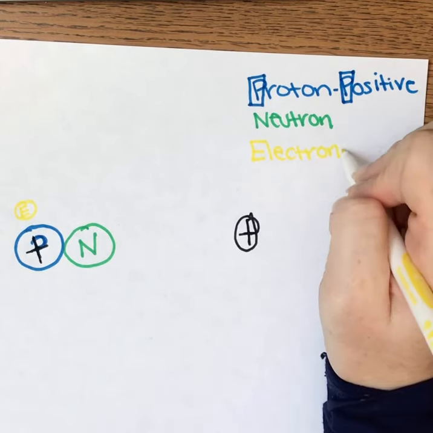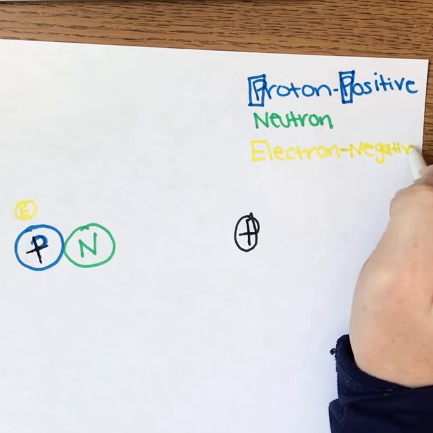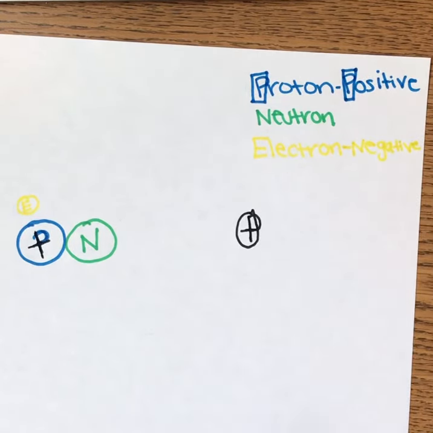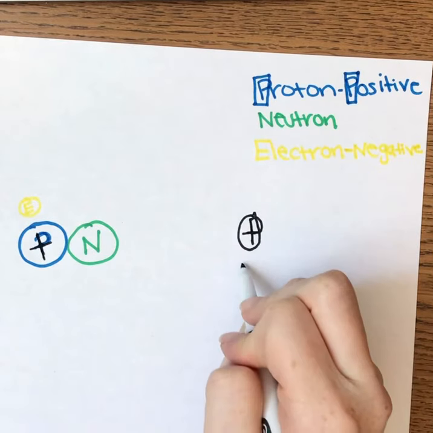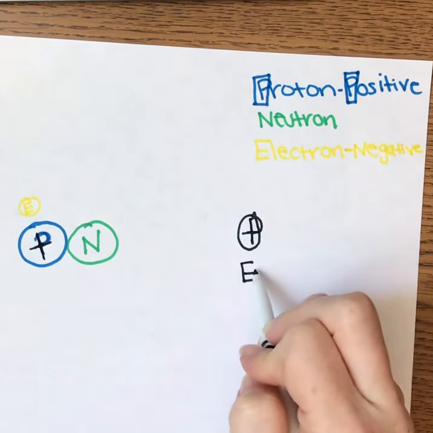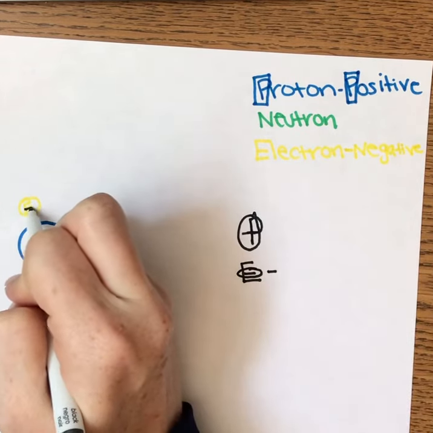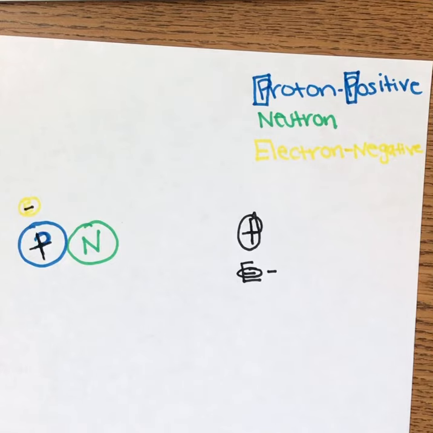The next one is our electron. Our electron is negative. So up here we have the E, and I'll show you here since our E is yellow. Inside of this E, you can see a negative sign. So we draw that on top of our E. Our electron is negative.